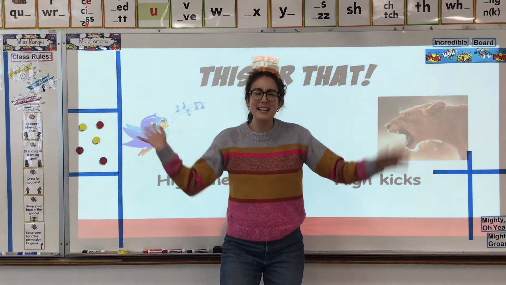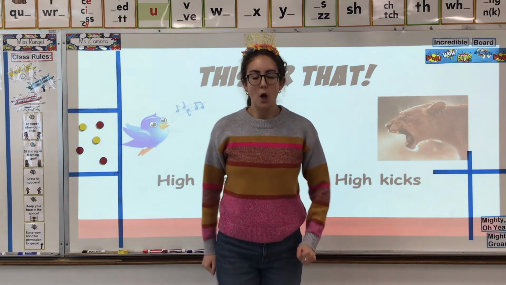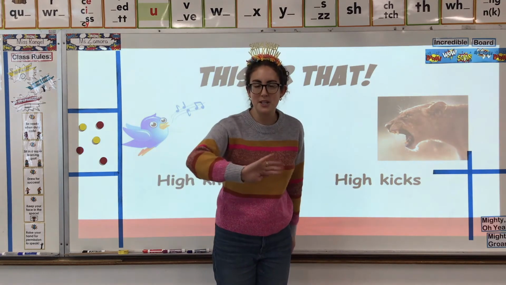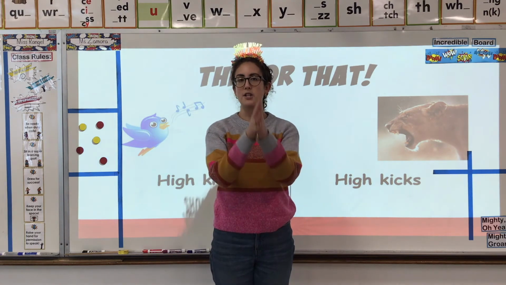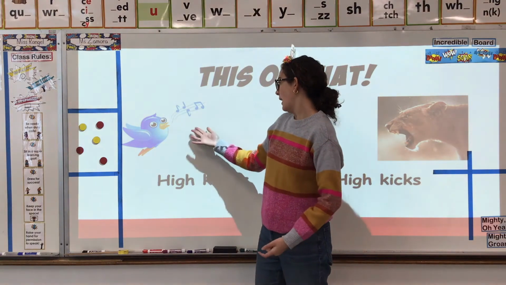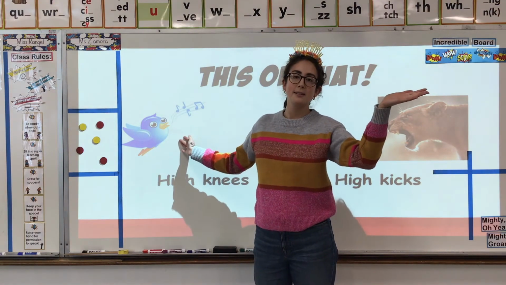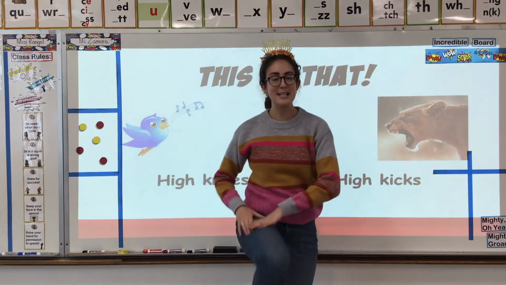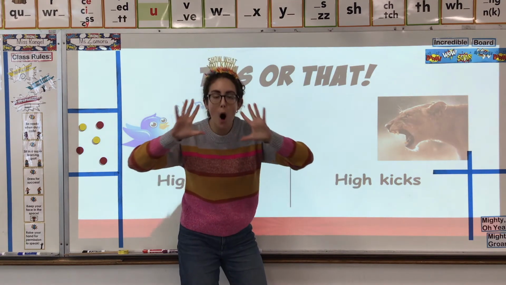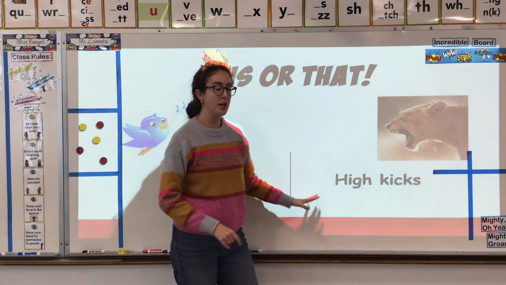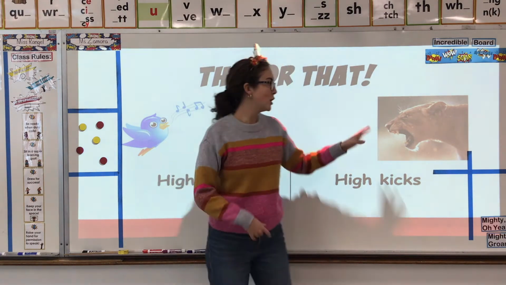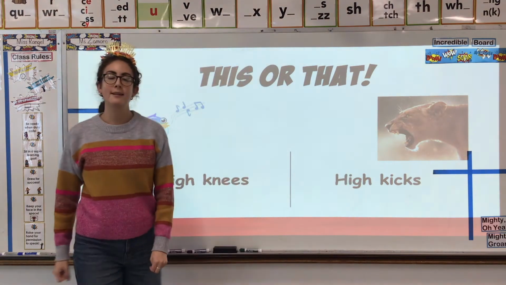But we can't go on until we've given our big, awesome selves a break. So stand up with me, nice and tall on your 2 feet. Push that chair nicely in. And I've got a question for you. 2nd grade, would you rather be able to sing like a bird? If so, you're going to do high knees for 5 seconds. Or would you rather be able to roar like a lion? If so, you're going to do high kicks for 5 seconds. Sing like a bird, roar like a lion. What would be your pick?